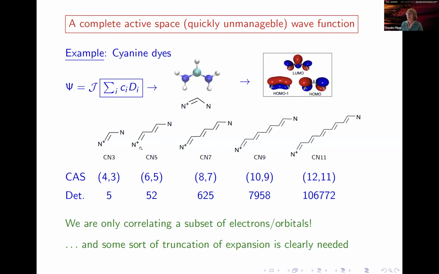If I go from CN3 to CN11, so 11 heavy atoms, the number of electrons grows to 12 electrons in 11 orbitals. And so the number of determinants will go from 5 to something like 100,000. And note that we are only correlating the pi electrons, the pi orbitals, in the minimal number of pi electrons. And moreover, in Quantum Monte Carlo, you're going to start to truncate your expansion, and that's a bit arbitrary, and it's clearly not a sustainable way to go to larger systems.